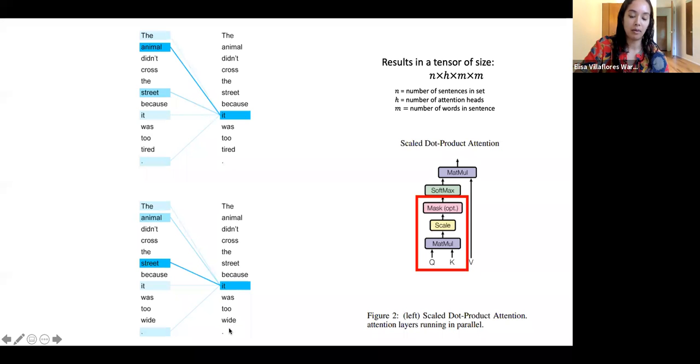In this example, where we changed tired to wide, we see that the attention weights focus more on the word street than it did on the word animal.